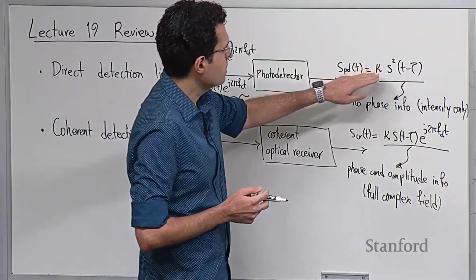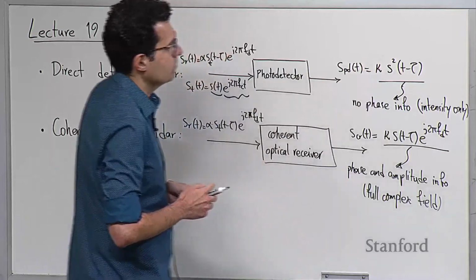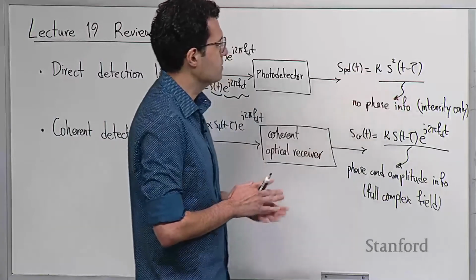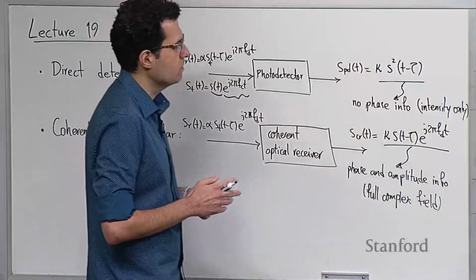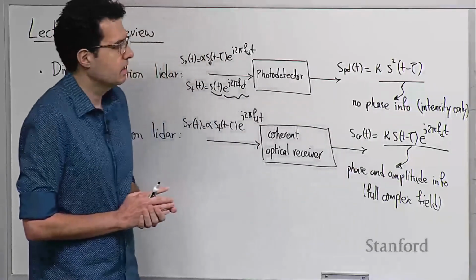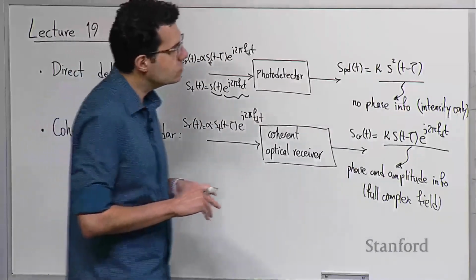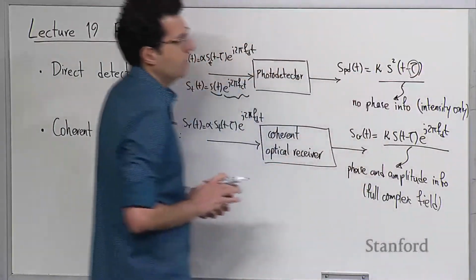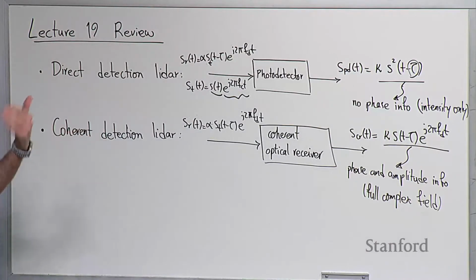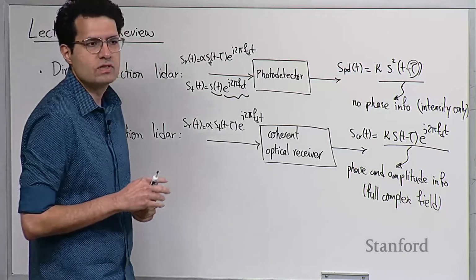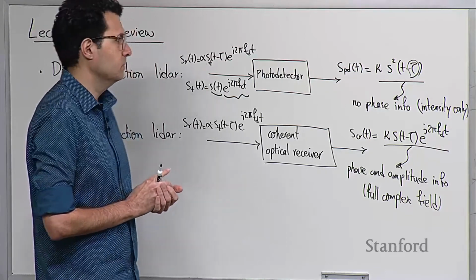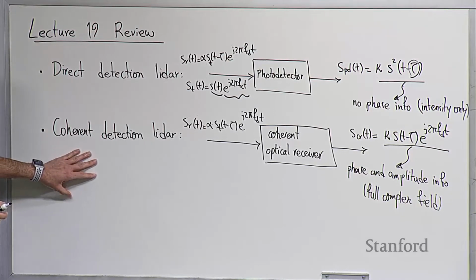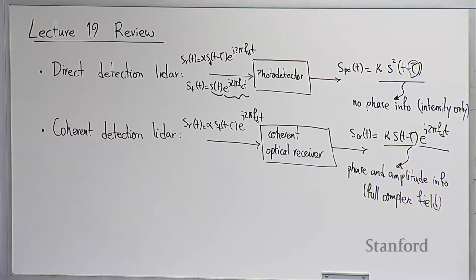So we get a signal that is just a constant times the square of the transmitted pulse shape, delayed by the round trip time of flight. And as you see, there's no phase information. It's a purely real signal, intensity only. Because of that, all the information these systems have from the signal they receive is the round trip time of flight tau. So they can only do ranging, but they cannot, for instance, measure Doppler shift and from that estimate the velocity.